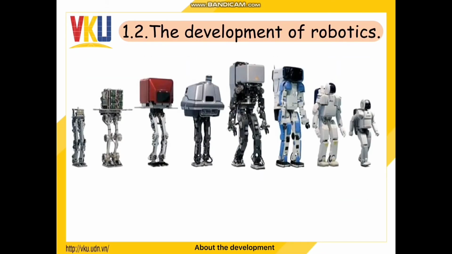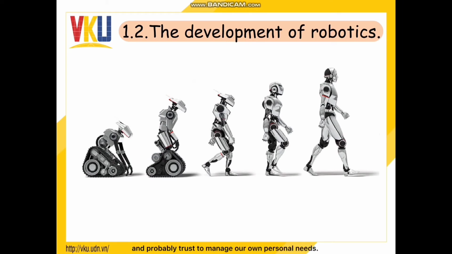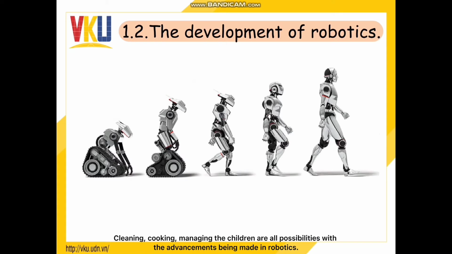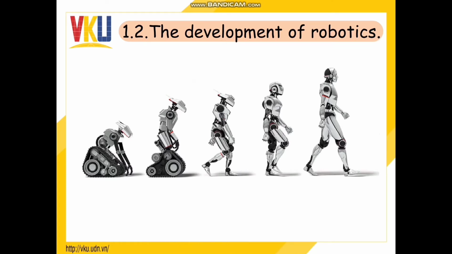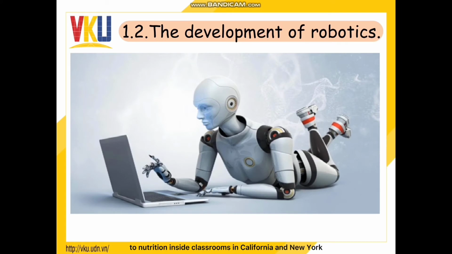About the development. Robots are being produced to look and behave like humans, with characteristics that humans will relate to, and properly taught to manage our own personal needs. Cleaning, cooking, and caring for children are possibilities with the advancement being made in robotics. This year, robots will be teaching everything from math to vocabulary to nutrition inside classrooms in California and New York.